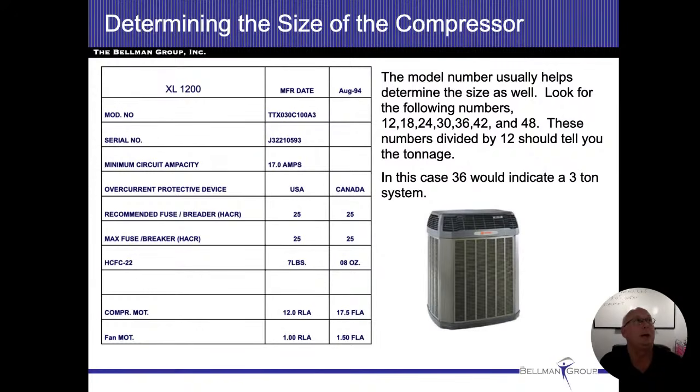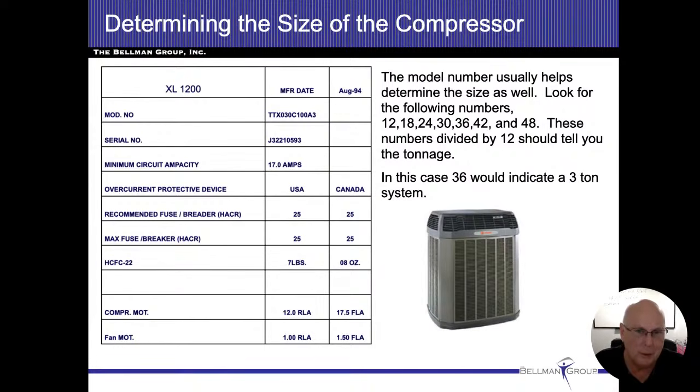So here they give you a recommended fuse or recommended breaker as well. And that's also 25 amps written on there. The HCFC-22, that they're talking about, is the refrigerant. The next number I want you to look at is the minimum circuit ampacity. The minimum circuit ampacity is talking about the wire size, basically. So when this unit is running, I need to be able to allow 17 amps to flow through this system.